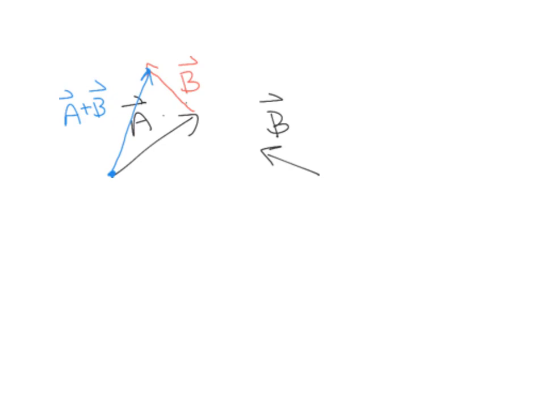Let's talk now about a coordinate system. So a coordinate system you can think of as a grid in space.